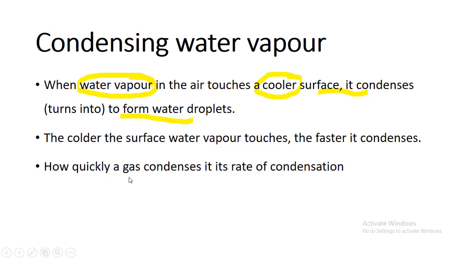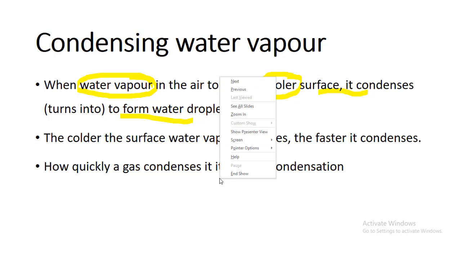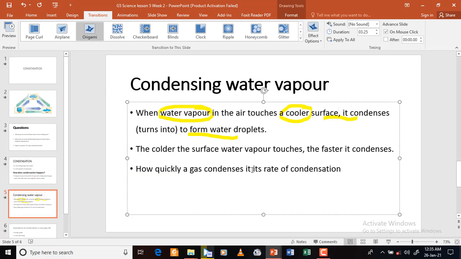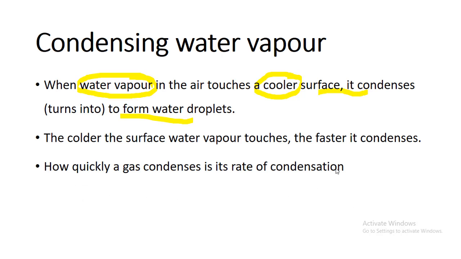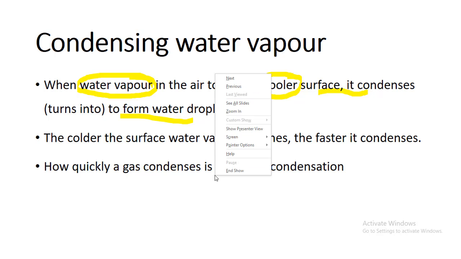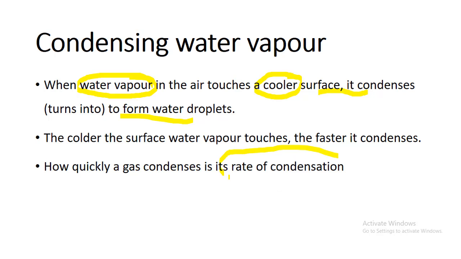How quickly a gas condenses is its rate of condensation. What it means is that rate of condensation is how quickly a gas condenses. Rate of condensation means how quickly a gas condenses.